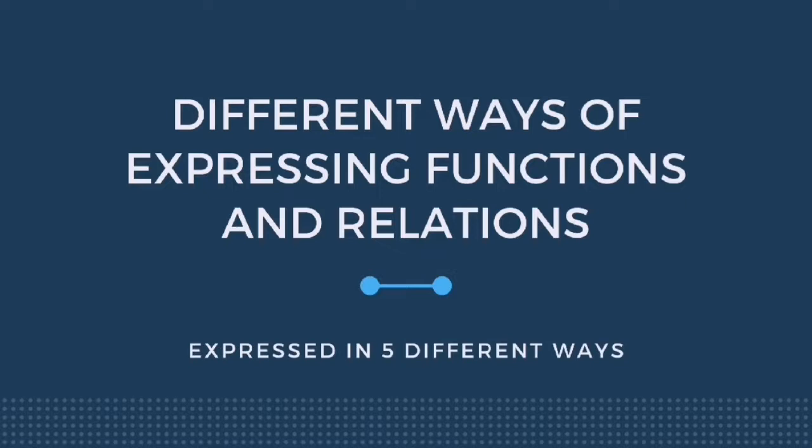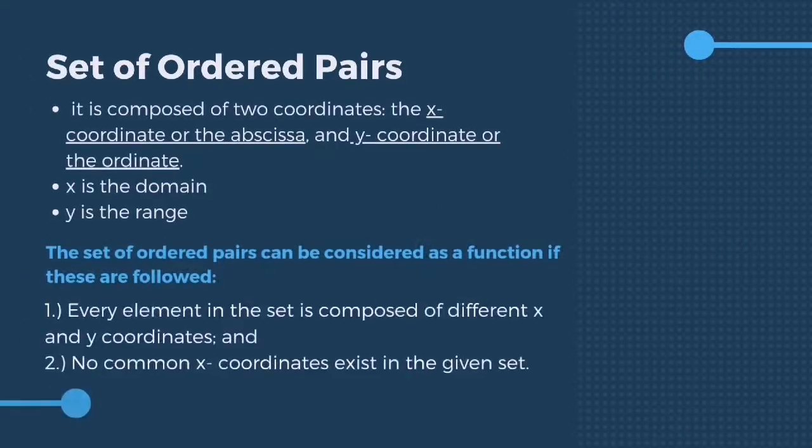Okay, so there are 5 ways of expressing functions and relations. The first is set of ordered pairs. It is composed of 2 coordinates, the x-coordinate or the abscissa, and y-coordinate or the so-called ordinate. Always remember that the x is the domain and the y is the range. The set of ordered pairs can be considered as a function.